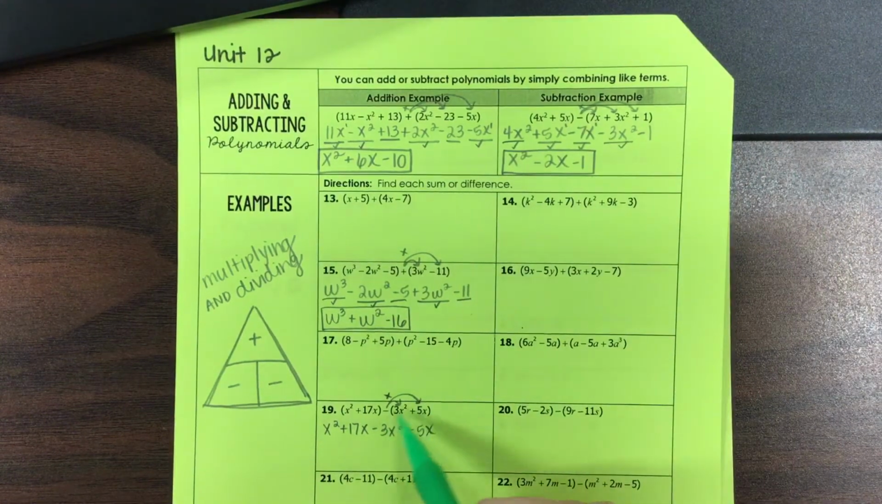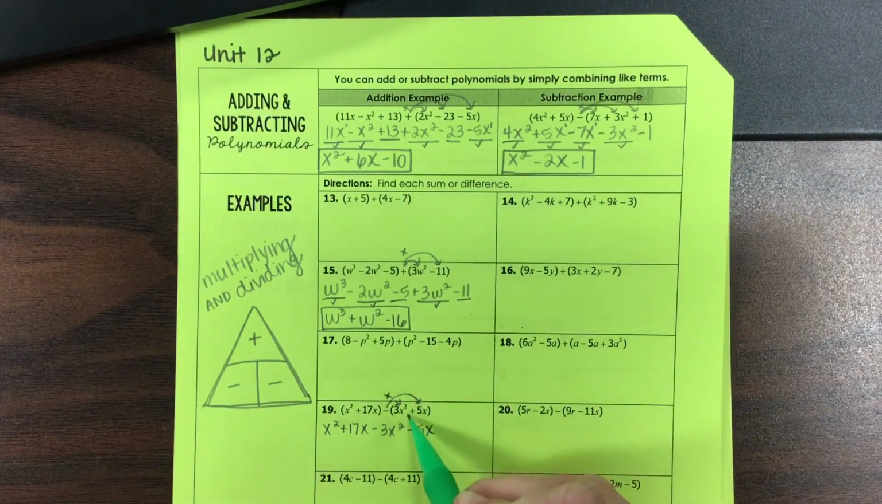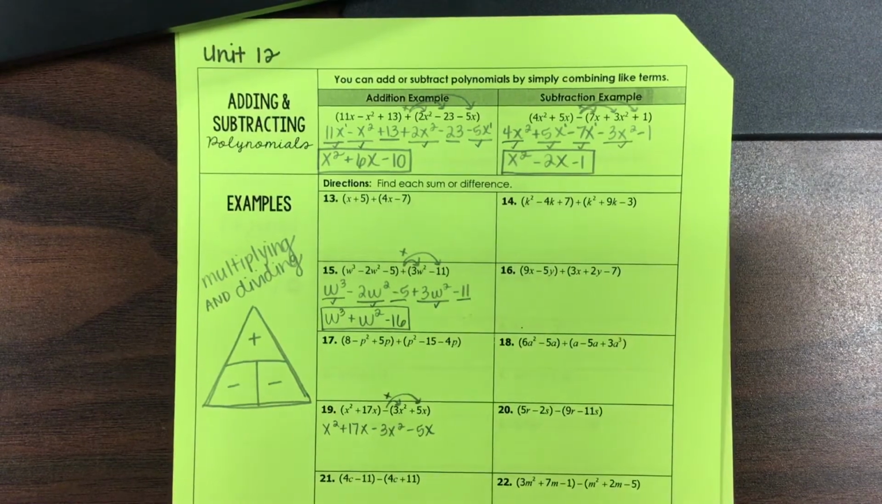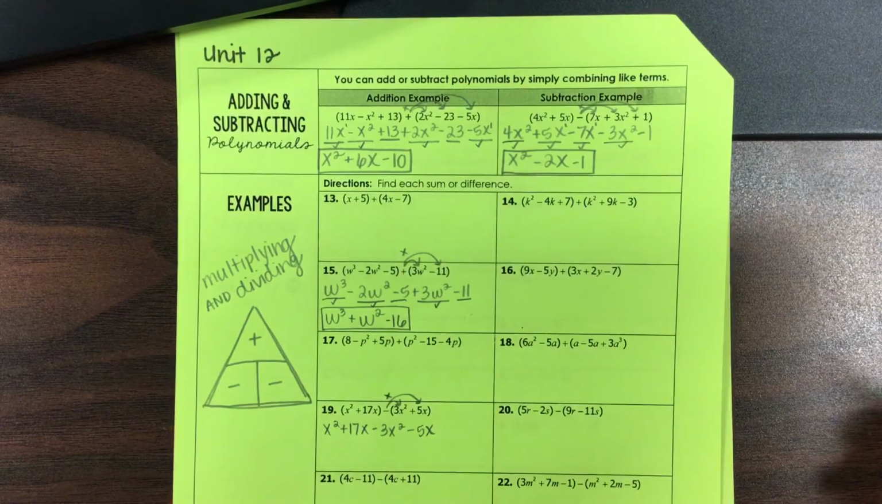I can go and double check this to make sure I did it right. This was a positive 3x squared. It became a negative 3x squared. This was a positive 5x. It became a negative 5x. All right, so I know I distributed that negative properly. So now I've just got to combine my like terms.